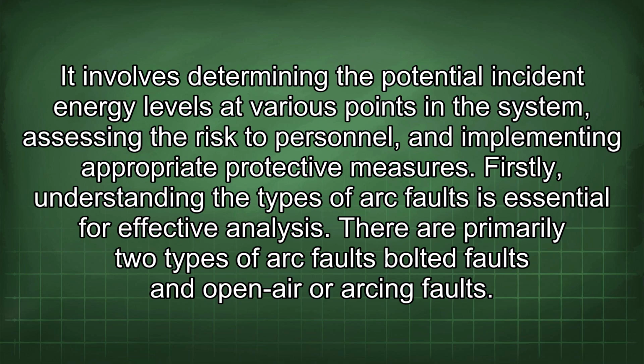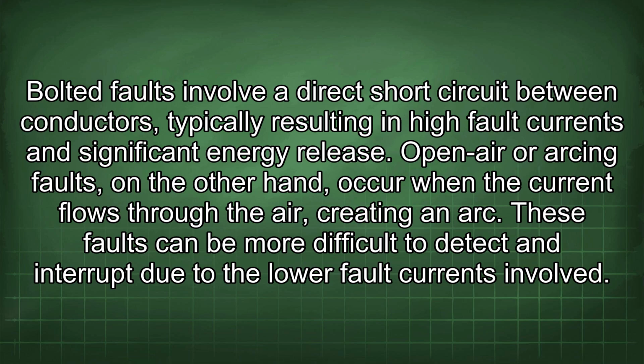There are primarily two types of arc faults: bolted faults and open air or arcing faults. Bolted faults involve a direct short circuit between conductors, typically resulting in high fault currents and significant energy release. Open air or arcing faults, on the other hand, occur when the current flows through the air, creating an arc. These faults can be more difficult to detect and interrupt due to the lower fault currents involved.